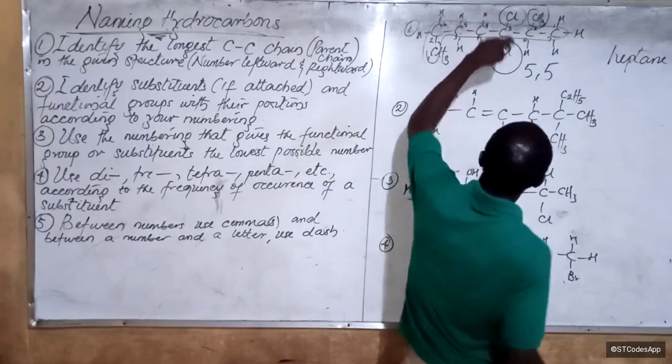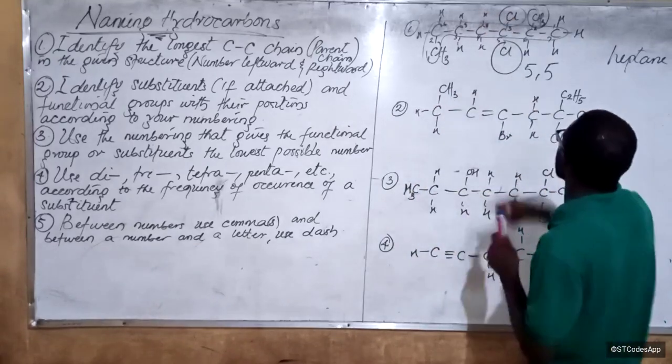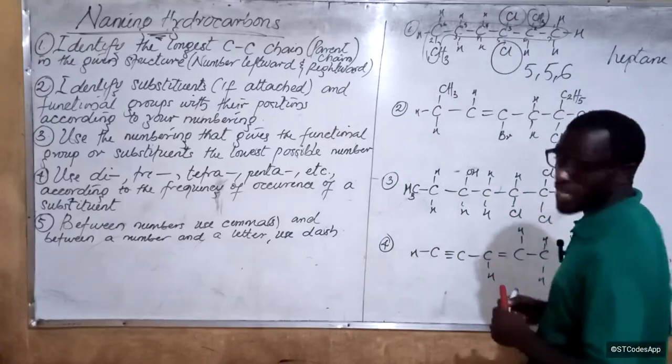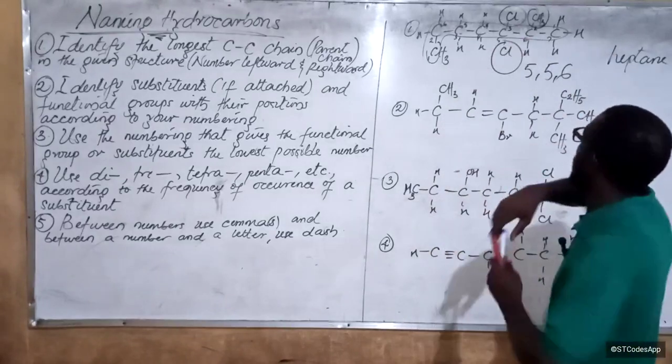So this is chlorine and chlorine. So we have 5, 5. Is that okay? Then the next substituent is attached on 6. So 5, 5, 6. Now when you add this together, you're going to have 16. And that is quite high. Let's see if we go like this. We're going to have a lower number.